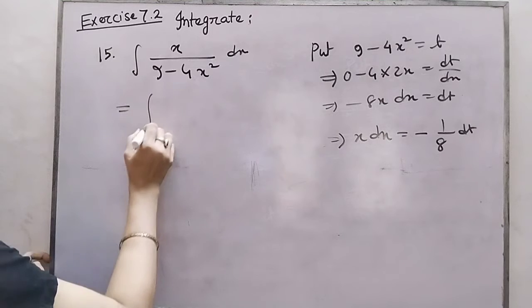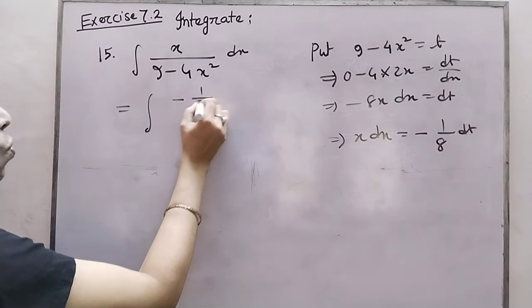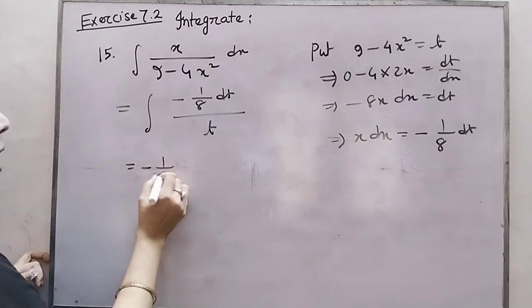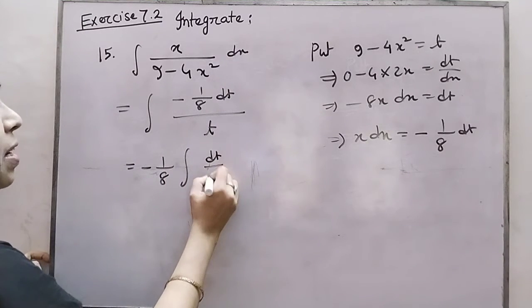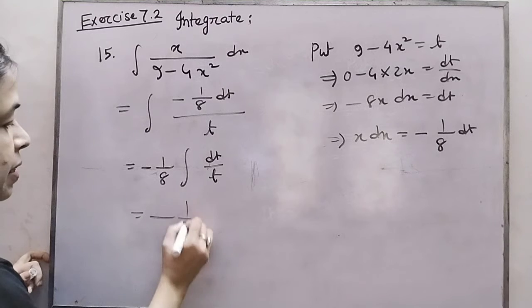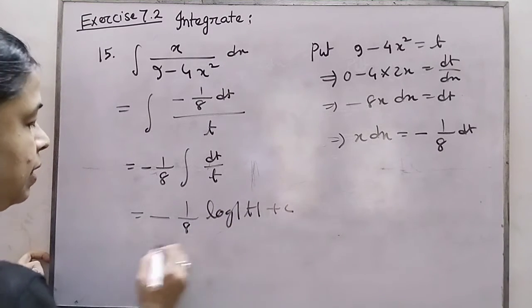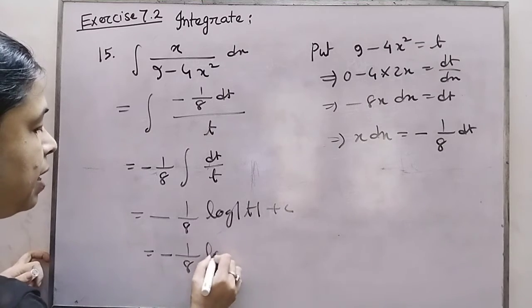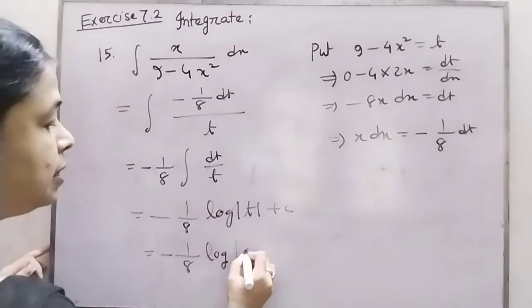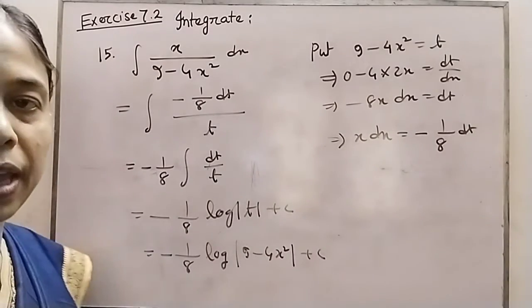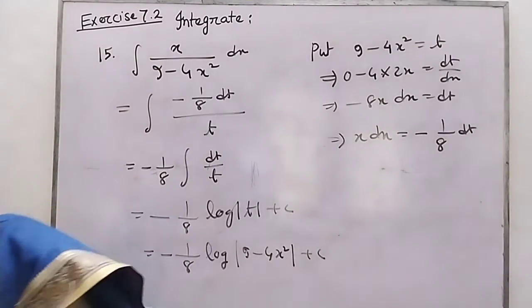And use the substitution here. In the place of x dx, I can use minus 1 by 8 dt, divided by t. The constant minus 1 by 8 will come out. This is dt by t. What is the value of dt by t? Log of modulus of t plus c. And this is minus 1 by 8 log of mod t, which is 9 minus 4x square, plus c. Okay, hope you understand a little bit.